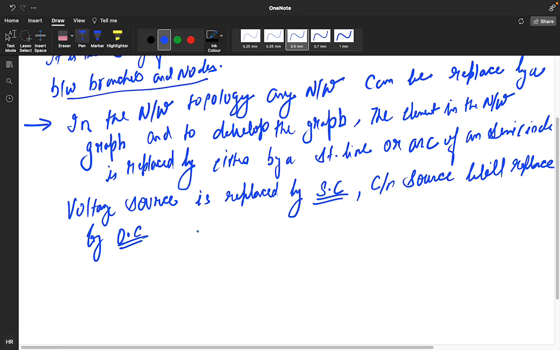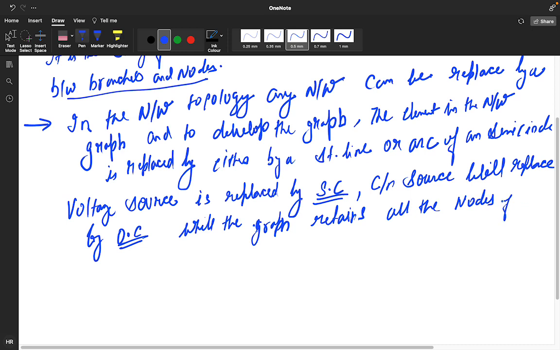While the graph remains, it retains all the nodes, meaning the nodes will be present, all the nodes of the original network.